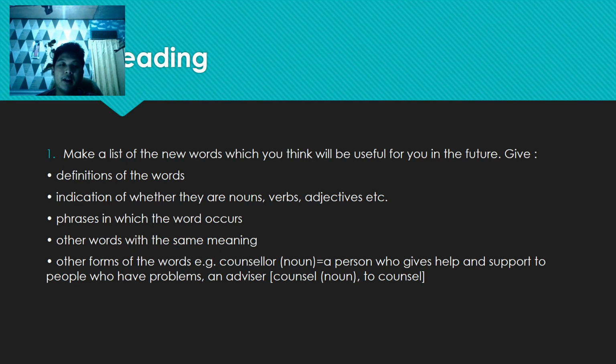After reading, make a list of new words which you think will be useful for you in the future. Give a definition of the words, an indication of whether they're nouns, verbs, adjectives, etc., phrases in which the word occurs, other words with the same meaning, and other forms of the word. For example: counselor, noun, a person who gives help and support to people who have problems; an advisor; counsel, noun; to counsel.